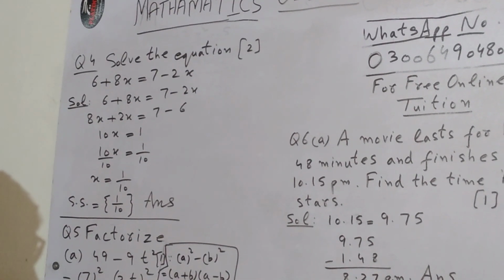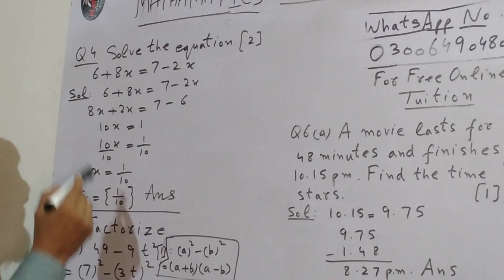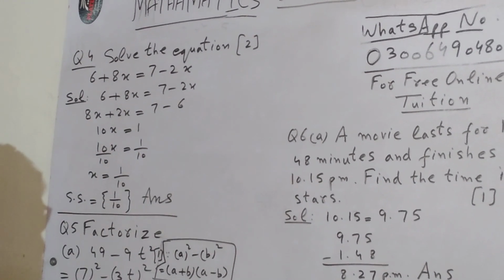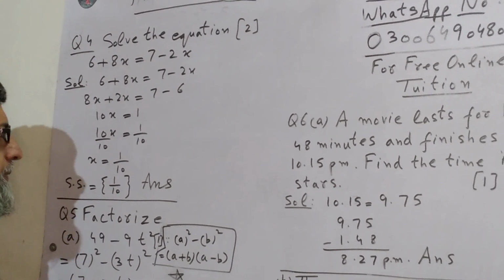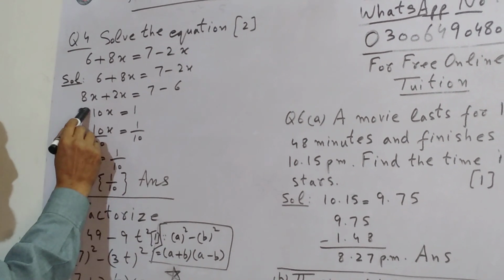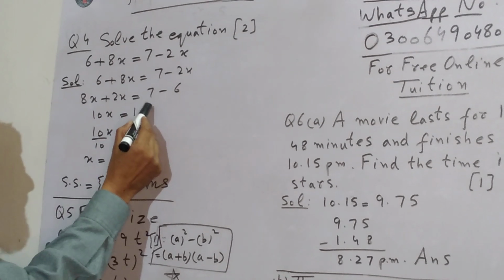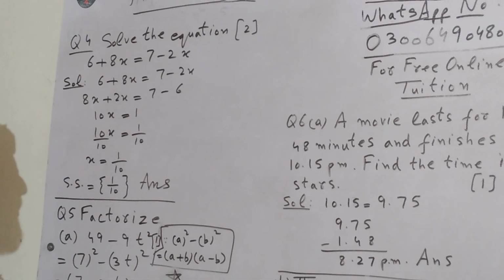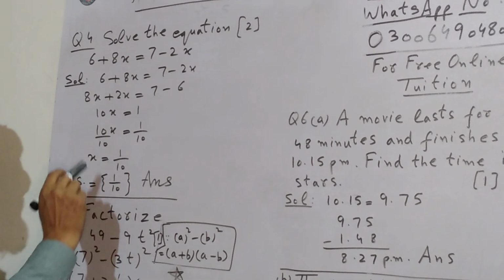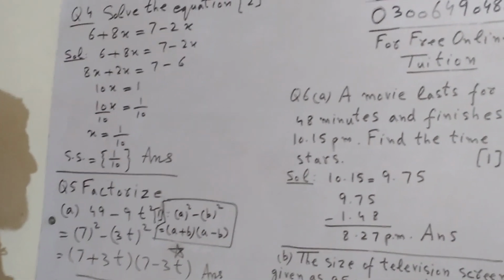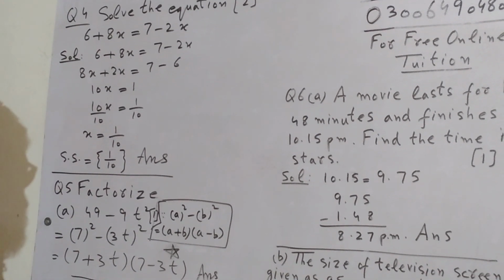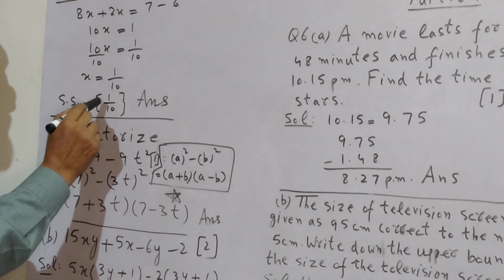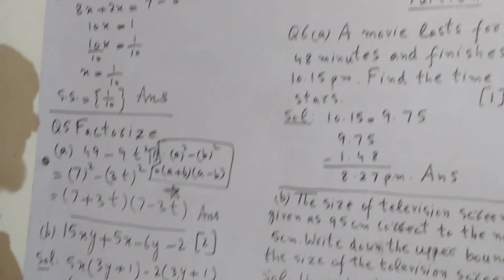So we have separated both types of values: on one side only the x values, and on the right side the values which are not involved with x. On the left side, 8x plus 2x is 10x, and on the right side 7 minus 6 is 1. So 10x is equal to 1. We divide by 10 on both sides: 10x over 10 is equal to 1 over 10. Here 10 and 10 cancel, so x is equal to 1 over 10. So our solution set is the singleton set 1 over 10.